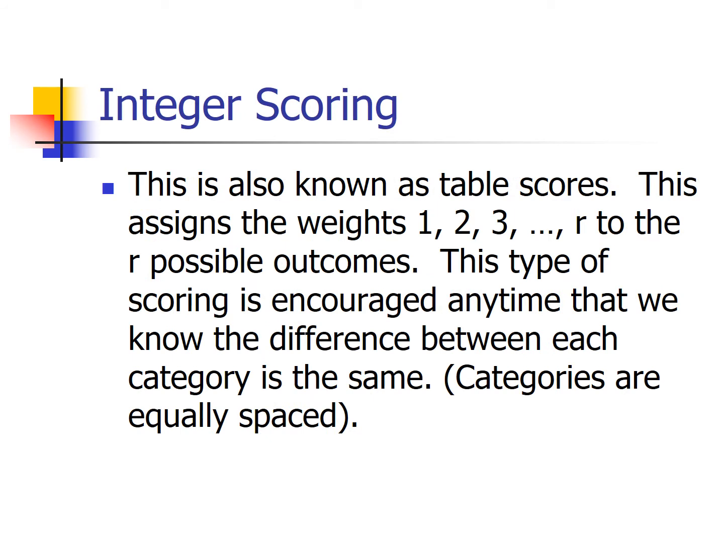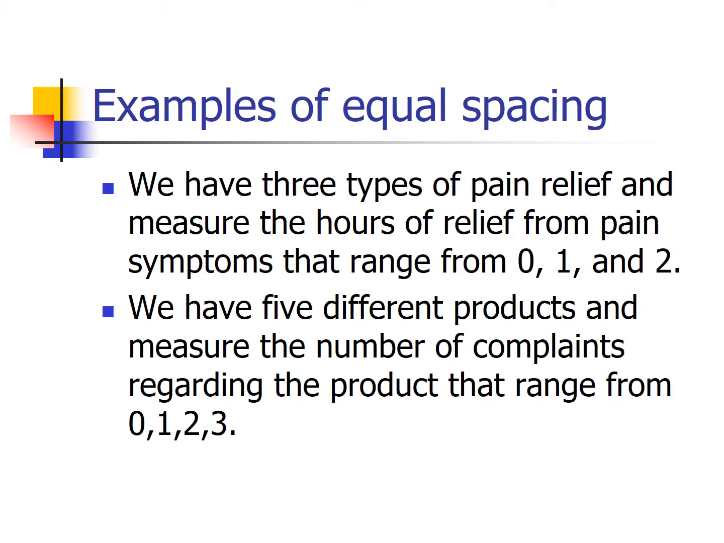Integer scoring is pretty straightforward. It assigns the weights 1, 2, 3, all the way to R to each of the R possible ordered outcomes. So the weights are, in fact, these ordered integers. This type of scoring is encouraged anytime that we know the difference between each category is the same, so we would think of this as the categories being equally spaced. Usually, equally spaced categories means that we actually are working with real numbers, because that's close to the only situation where this is going to be emphatically true, without any reservation, without any argument.